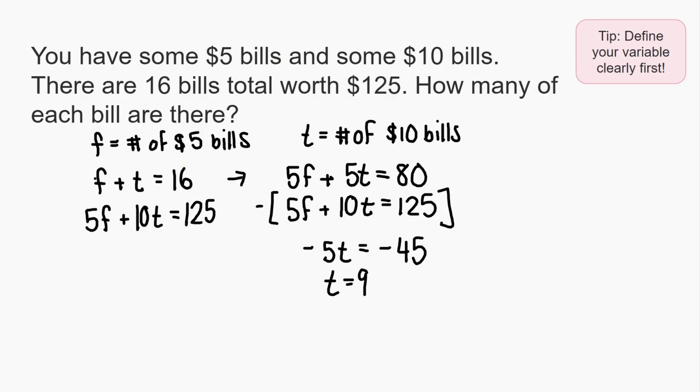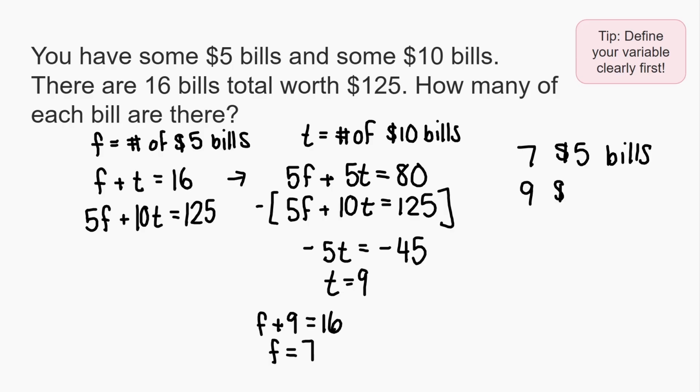Now we know that f plus t equals 16. So f plus 9 equals 16. So we know that f equals 7. So we know we have 7 $5 bills and 9 $10 bills.